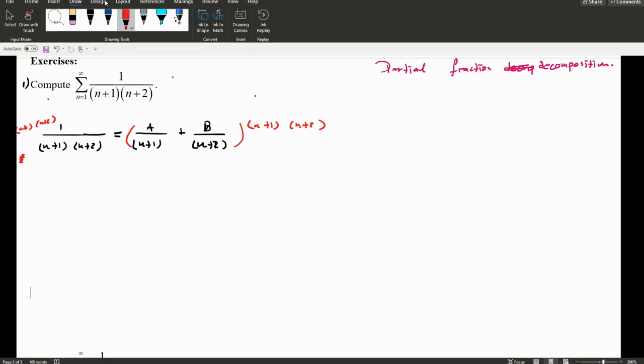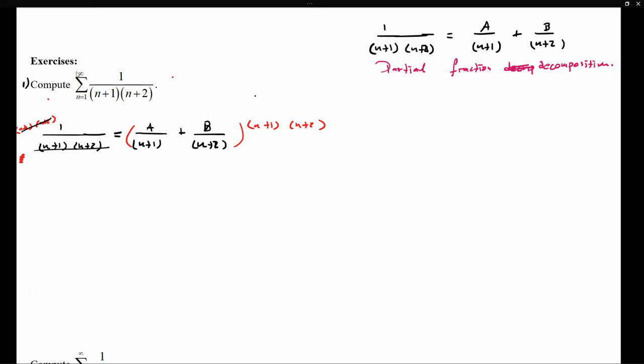By doing this, notice what we have. Now the left side is just 1. If I distribute to the first term, n plus 1 cancels with n plus 1, so I only have a times n plus 2, plus. If I distribute to the second term, the n plus 2's cancel out, so the only thing multiplied is n plus 1. Let's distribute a little bit more. So we get an plus 2a, if I distribute the a's, plus b times n plus 1.